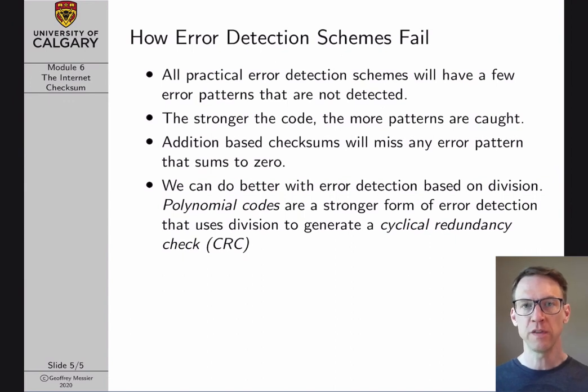And so to summarize this module, basically all error detection schemes will have some error patterns that will not be caught. And the stronger the error detection scheme, the more patterns are caught, or the fewer the number of patterns we miss, I guess. But we're always going to miss something. And now you can see we've looked at 2 addition-based error detection schemes, and both miss patterns that sum to 0 across whatever addition scheme they're working with.